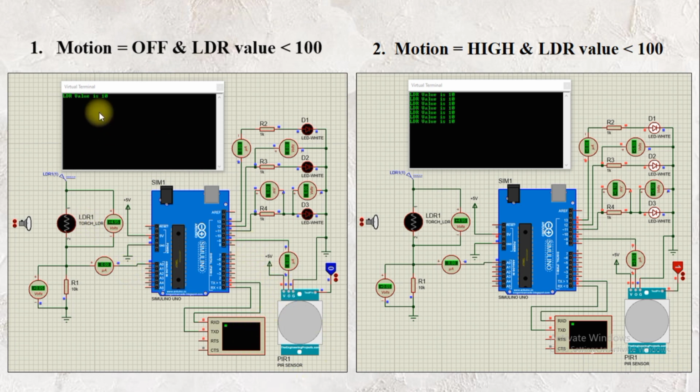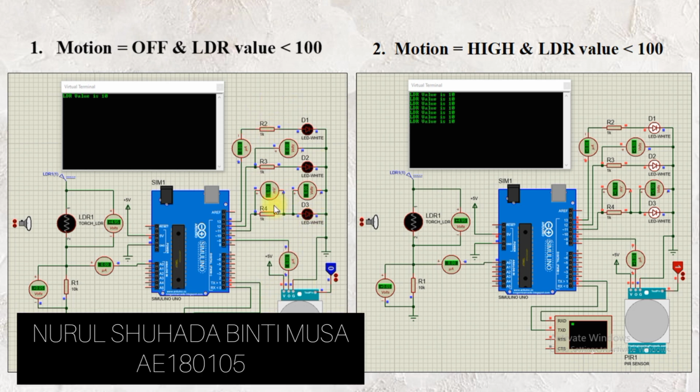As you can see, the LDR value is 10, so it is less than 100. For the PIR it is in low condition, so only one requirement has been fulfilled in this system. So still the light is not turned on because it does not complete the full requirement.